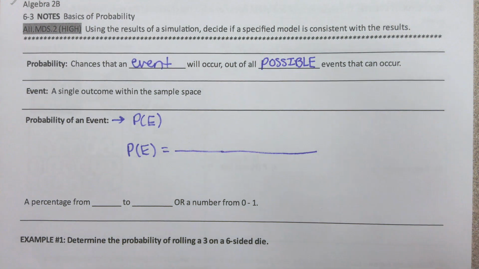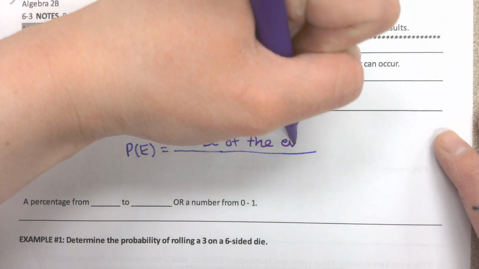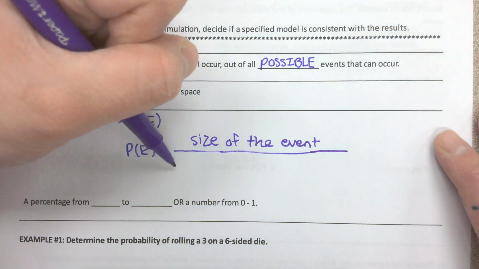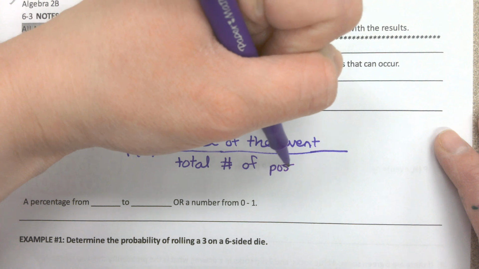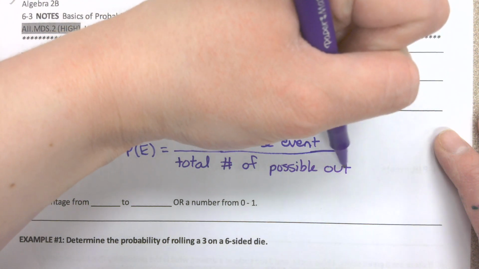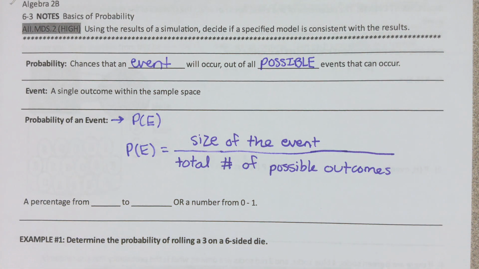The probability of an event is the size of the event over the total number of possible outcomes. This is just explaining what I'm doing. Once I do a few problems, it's not something you'll really think about.